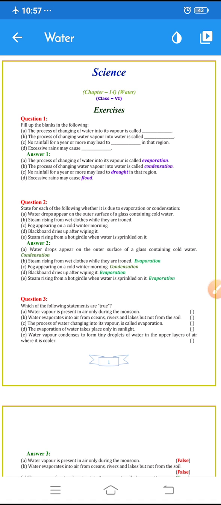Dear students, in the previous class, I have completed the lesson Water. We have discussed the sources of water, the evaporation process, condensation, how rain is formed, how clouds are formed, how clouds fall down in the form of rain through the process of condensation, and what the water cycle is. We also discussed what rainwater harvesting is. All this we have discussed in this lesson, and it is very interesting too. Now let's go to the exercise part of this lesson.